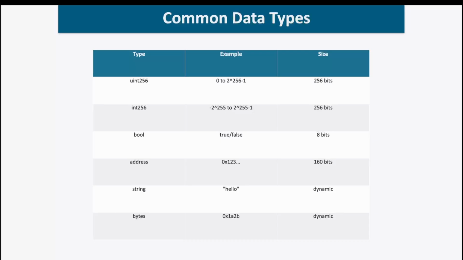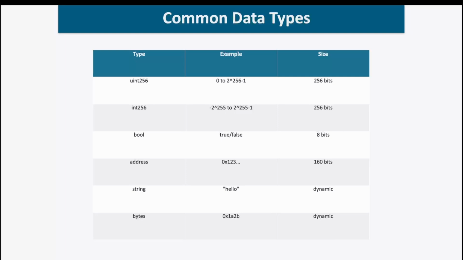Int256 is a signed integer. It can be negative or positive, ranging from negative 2 to the power 255 to positive 2 to the power 255 minus 1. There are smaller variants, uint8, uint16, uint32, and so on. Smaller sizes can sometimes save gas if you pack multiple into a single storage slot. Boolean is a bool. It's either true or false.